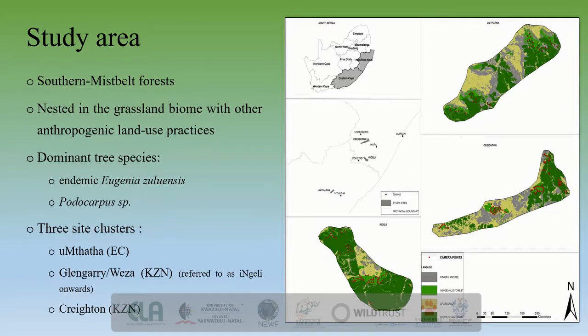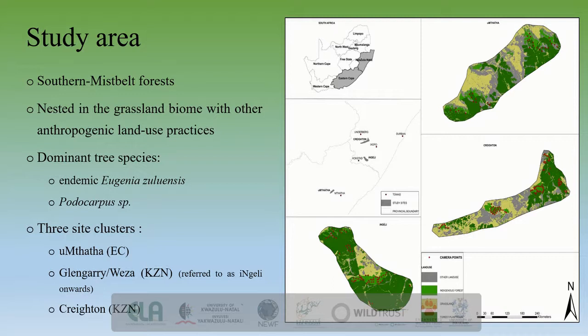The southern Mistbelt forest patches are nested in the natural grassland biome with other anthropogenic land use practices such as commercial agriculture and exotic tree plantations. The dominant tree species within these forests are the endemic Eugenia zuluensis and the Podocarpus species. The Podocarpus species are also commonly known as the yellowwood tree species.